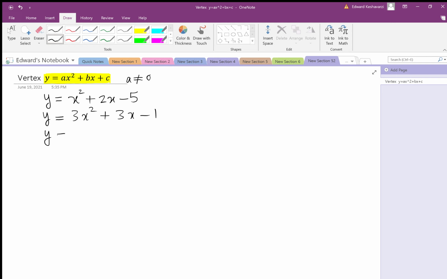So we can choose the leading coefficient, which is a, to be a negative number. For example, negative x squared plus 5. In this function, the last one, b is 0 because we don't have x. And the last one, like negative 2x squared plus 7x minus 1. These 4 examples are all examples of a quadratic function.